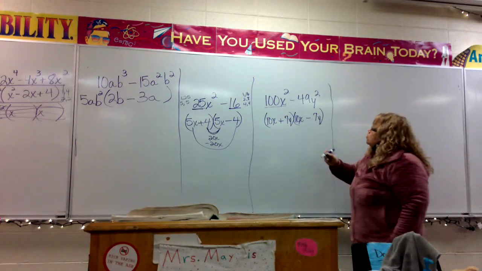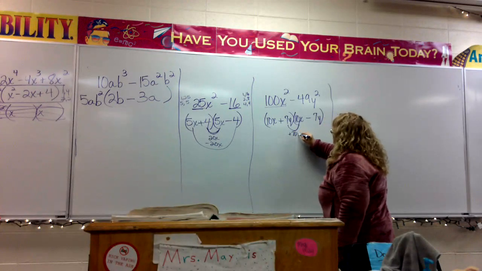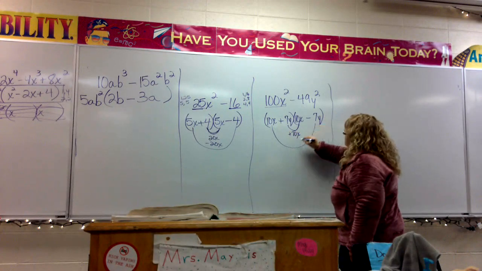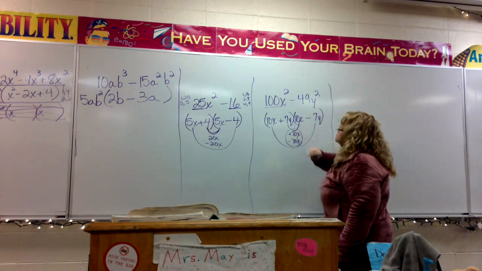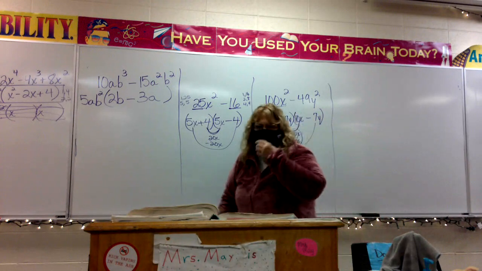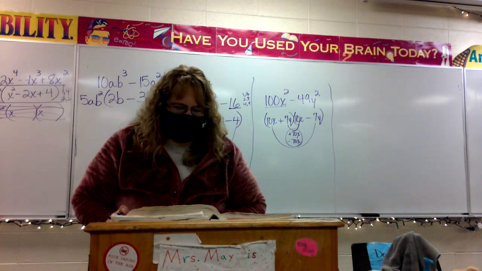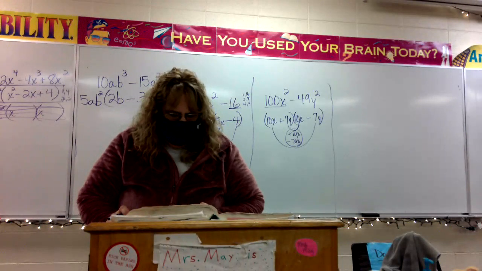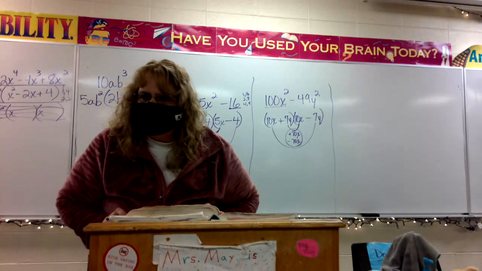Negative times positive. What do you get here? Positive 70x. What do you get here? And what does that give us? 0. We have nothing in the middle. Right? Does that make sense? Is that making sense? Is that making sense?